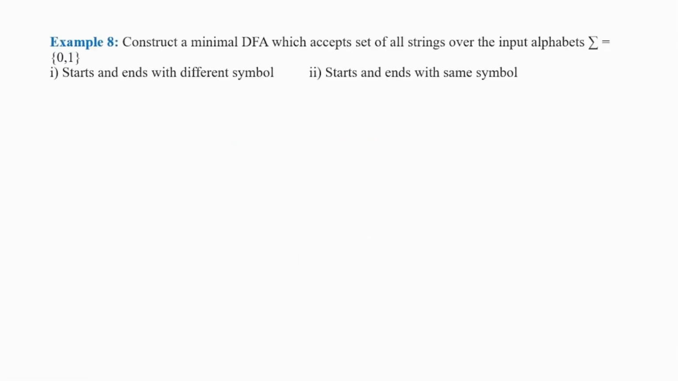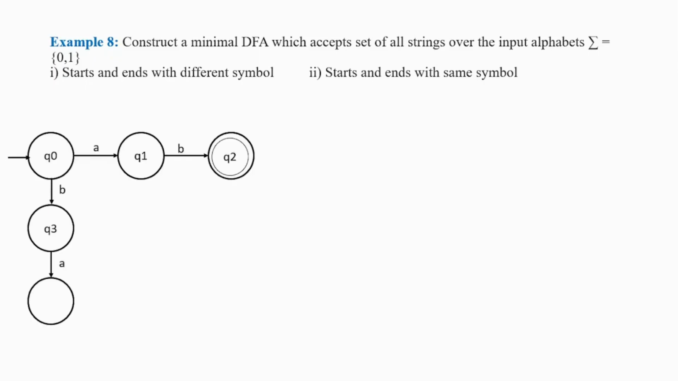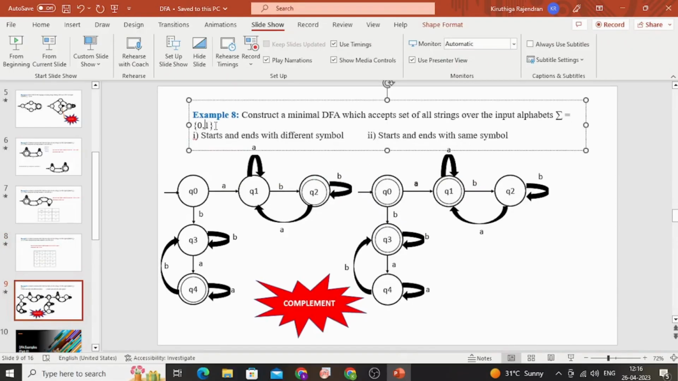The next example is: construct a minimal DFA which accepts the set of all strings over the input alphabet {0, 1}. What is the condition? It starts and ends with different symbols. What does it mean to start and end with different symbols?